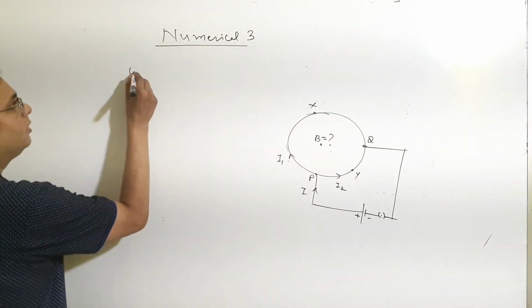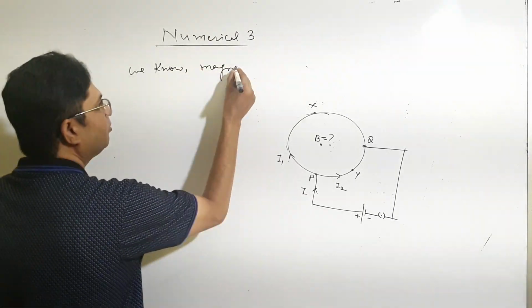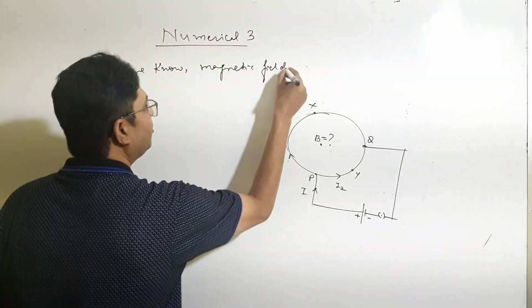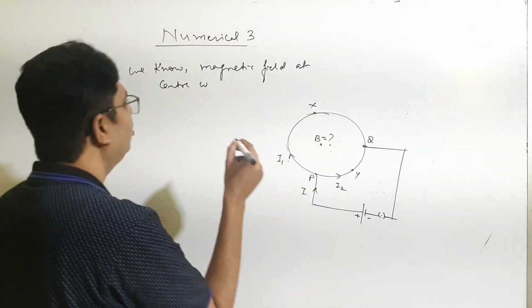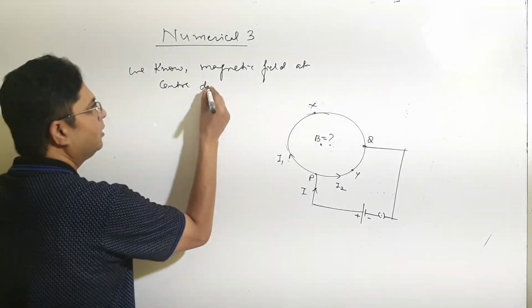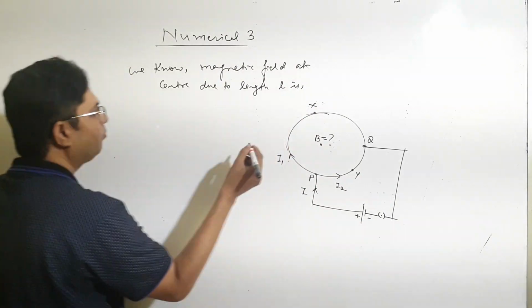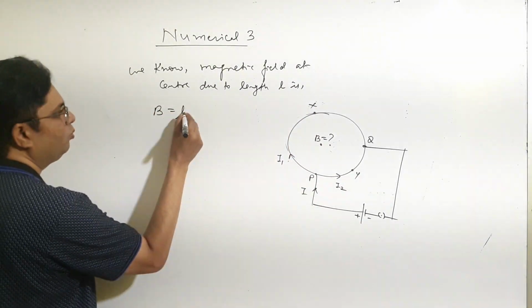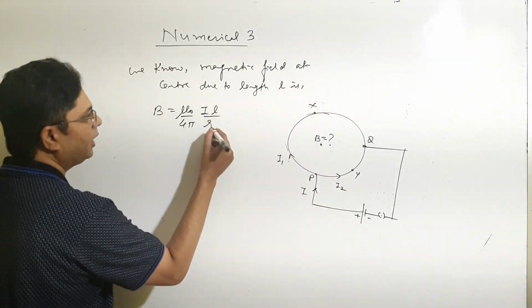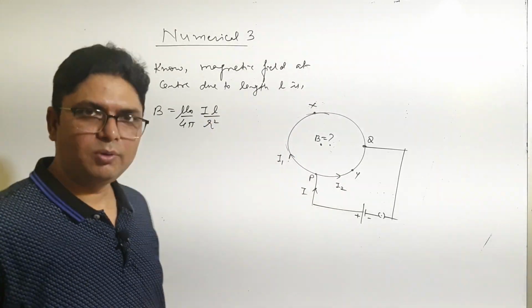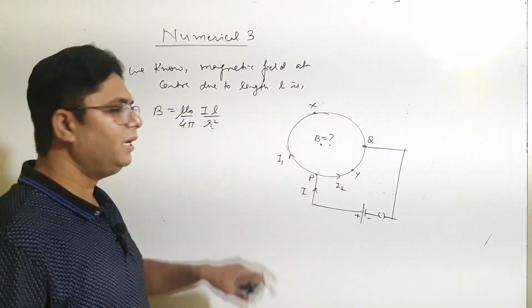We know the magnetic field at the center due to length L is B equals mu naught by 4 pi I L upon R square. You have seen from the last numerical that B equals mu naught by 4 pi I L by R square.